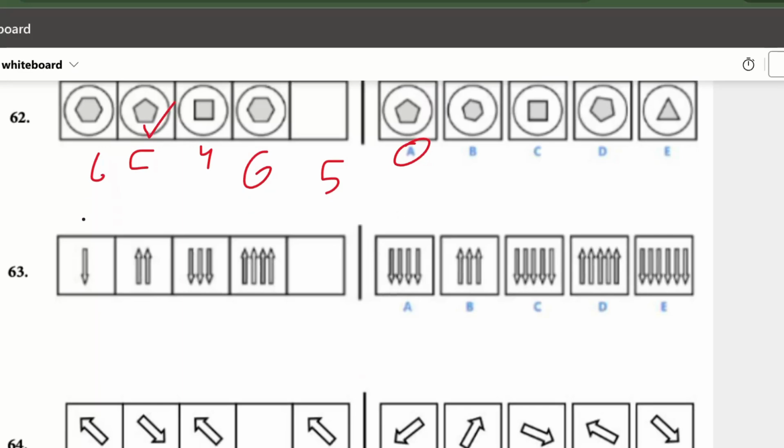63, we have 1 arrow, 2 arrows, 3 arrows, 4 arrows, and then we have 5 arrows going down because we're also alternating direction, so we get E. Actually, E is 6. We're going to do 5 arrows pointing down, which is C.